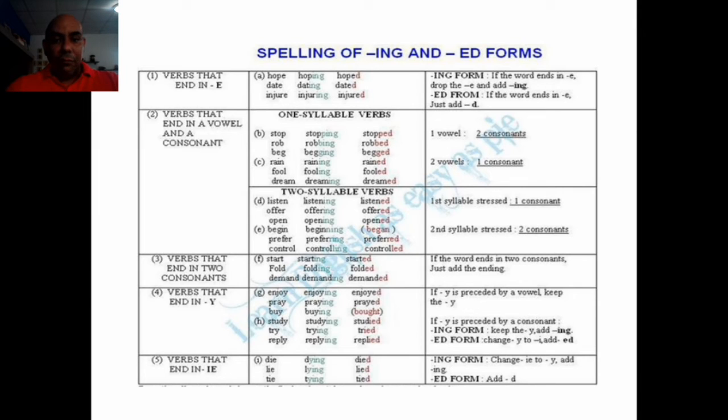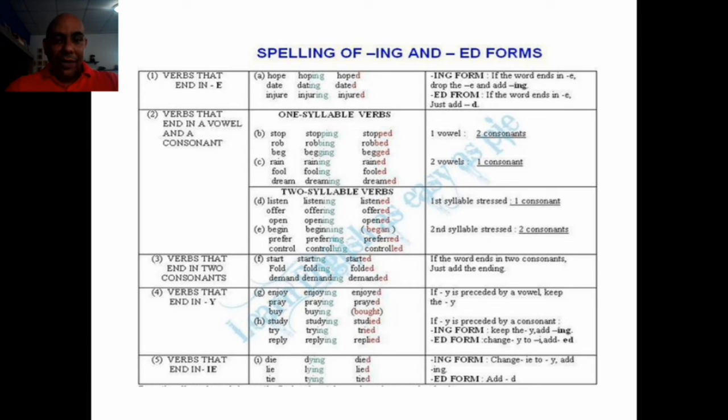What you need to do in that case is only add the form at the end, which in this case is ing, and then you also have the word rained, the same. You only add the ed form in this case. Then you have 2 syllable words.